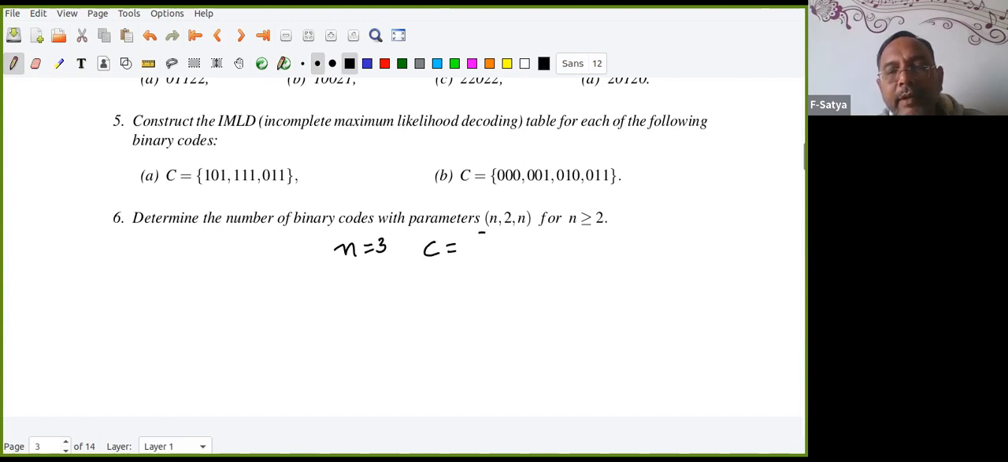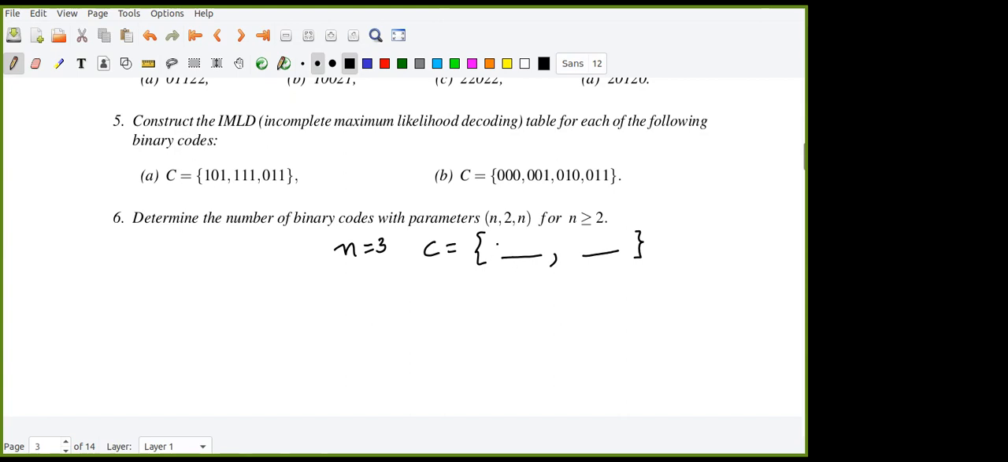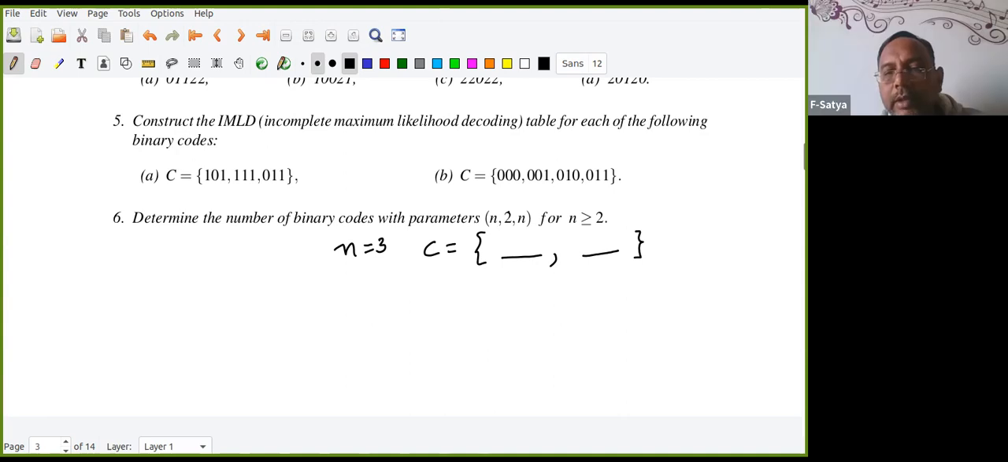Means you have to find C. Now you have to do the code words. So there are two code words, right? This is related to this 2. The distance between them, d, is equal to n, that means 3. The distance between these two is 3. There are two code words, each of length 3.